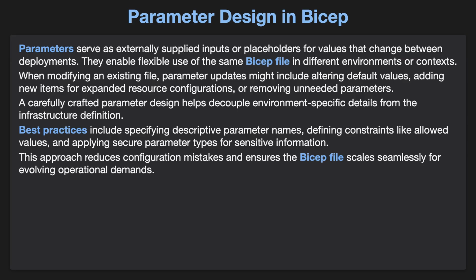Best practices include specifying descriptive parameter names, defining constraints like allowed values, and applying secure parameter types for sensitive information. This approach reduces configuration mistakes and ensures the Bicep file scales seamlessly for evolving operational demands.